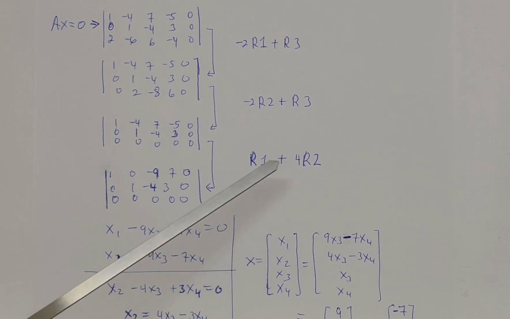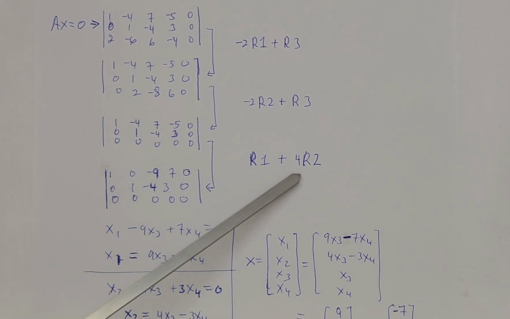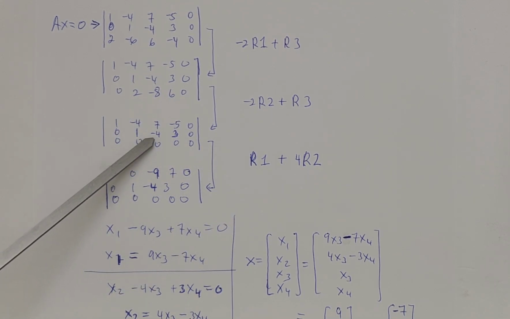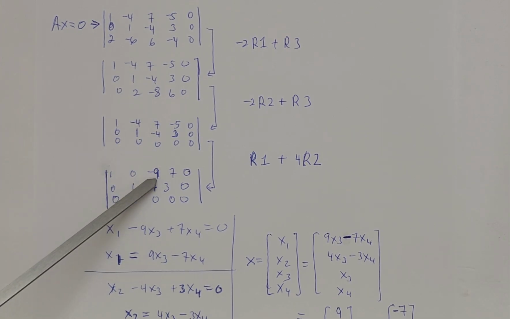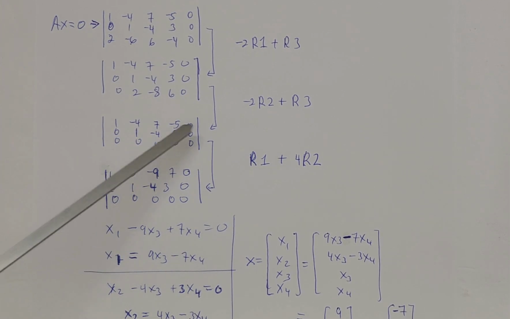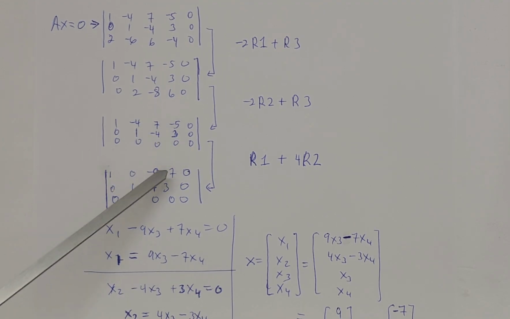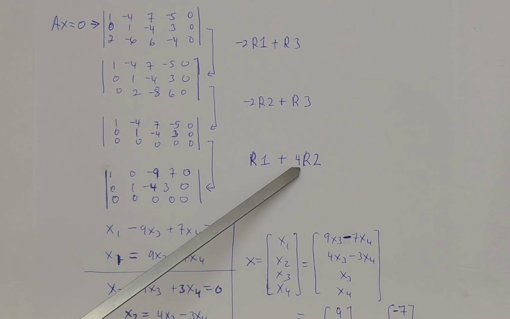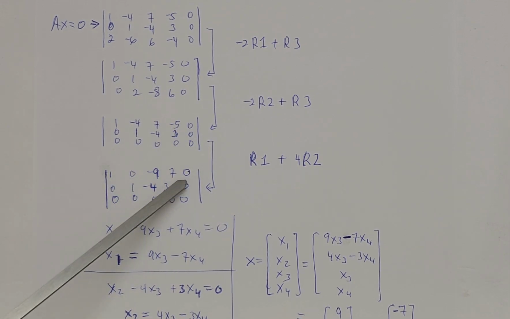So 4 times 1 gives me 4. Subtract 4 gives me this 0. 4 times negative 4 gives me negative 16, plus 7 gives me negative 9. 4 times 3 will give me 12. 12 subtract 5 gives me this 7. 4 times 0 is 0, plus this 0 gives me this 0.